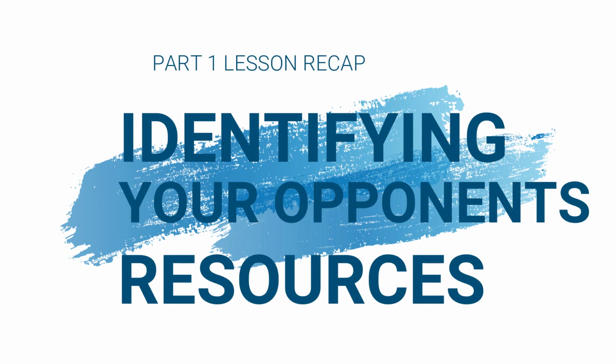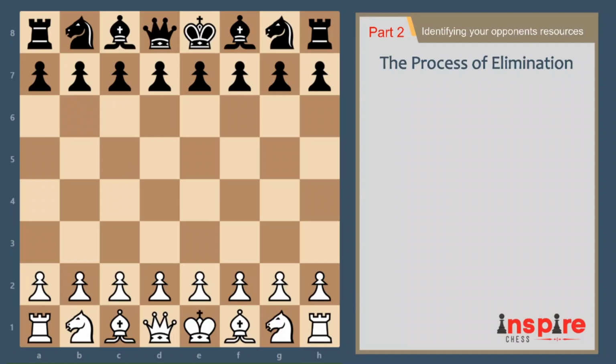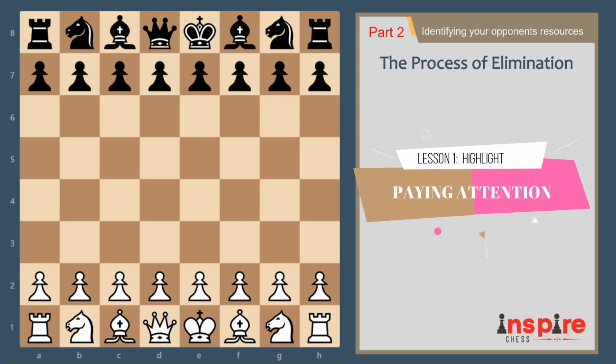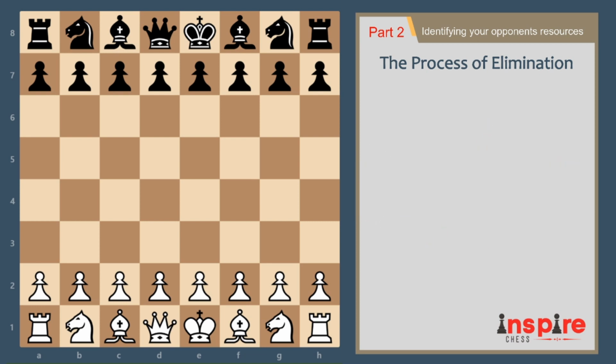And we discussed a few concepts about identifying your opponent's resources. In part 1, we insisted on the importance of paying attention to your opponent's resources. Most often, we chess players analyze our best moves, but we fail to see our opponent's best moves. And if your opponent's best move seems to be better, you're going to lose the game. And that's the whole point about becoming a better chess player.